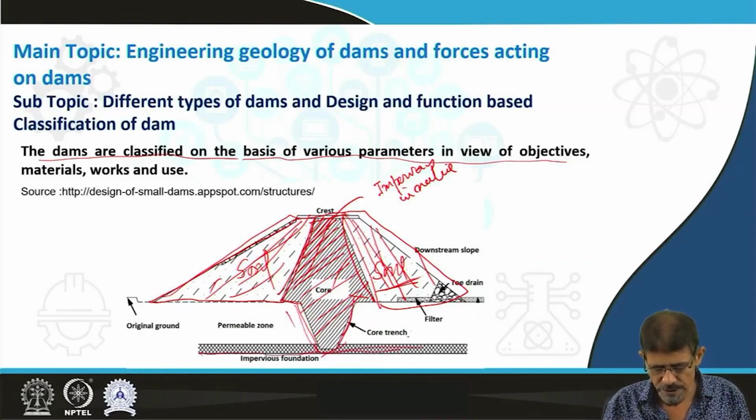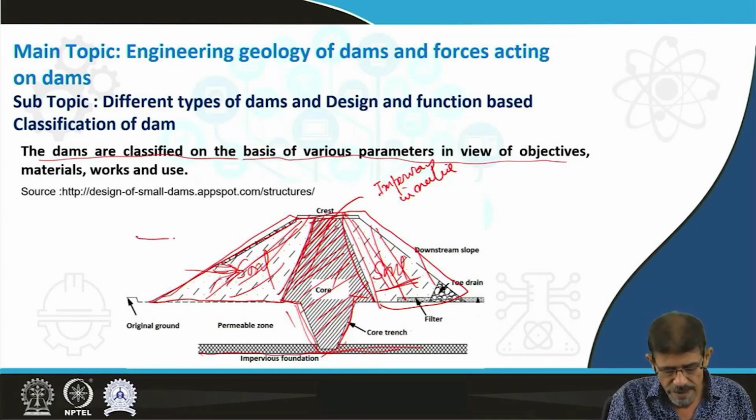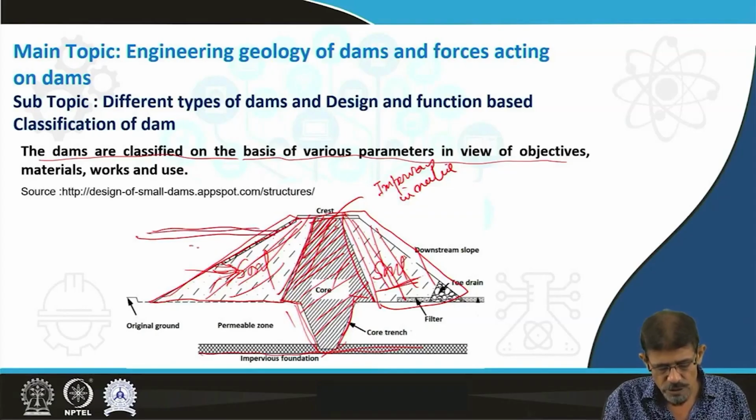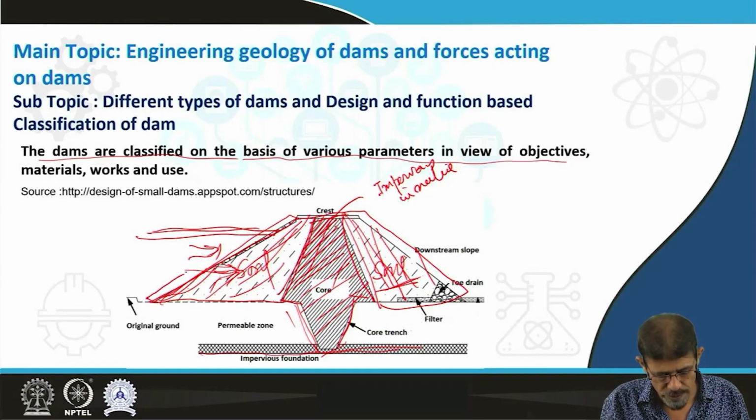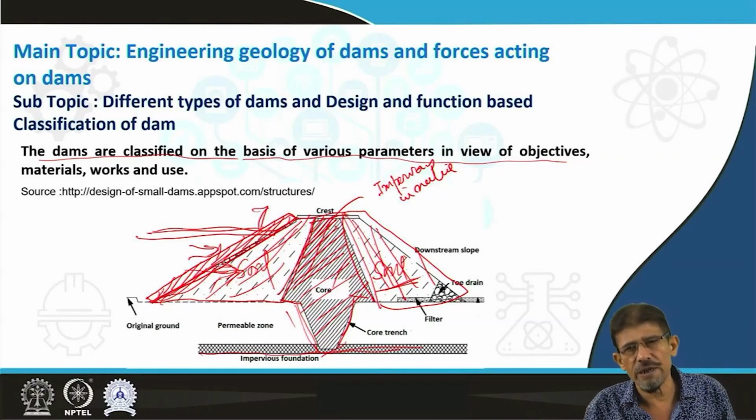Impervious foundation is going to hold this core, and this pervious zone made up of homogeneous soil is semi-permeable in nature. The water on the upstream side is going to interact with this and harm it due to erosion and other factors. So therefore we are going to put one concrete lining or lining of cut stone, crushed stone; this process is recognized as riprap.